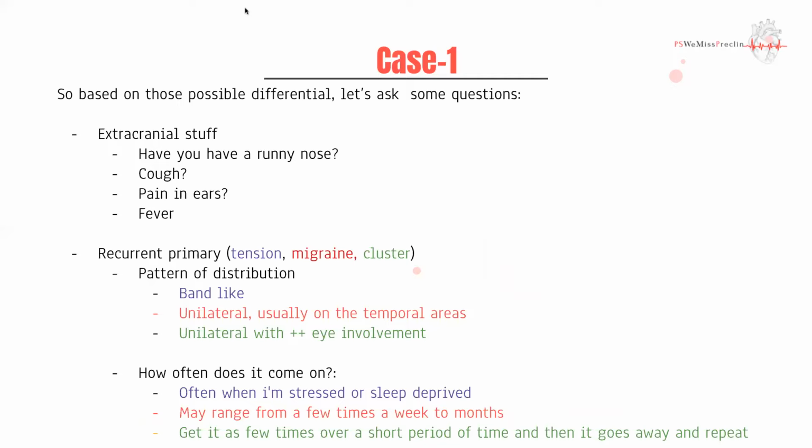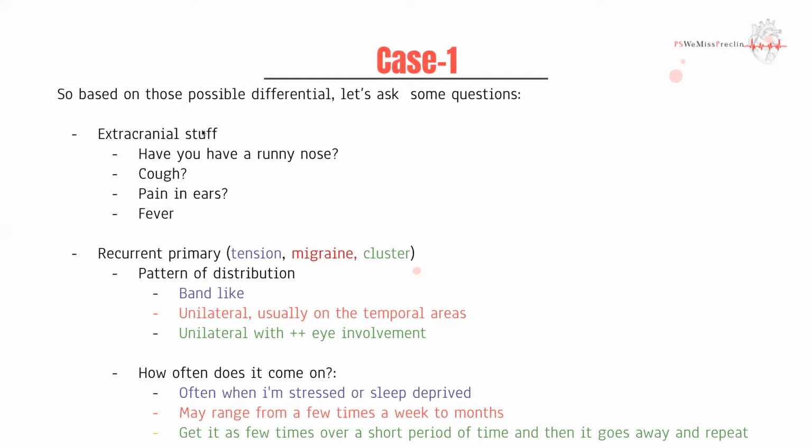Okay, so just based on those differentials, let's ask some questions. So extracranial stuff, ear, nose, throat. Remember, have they had a runny nose, a cough, a pain in the ears? Have they had a fever, any discomfort or itchiness? You might also check for any cervical lymphadenopathy. All that's important to do.